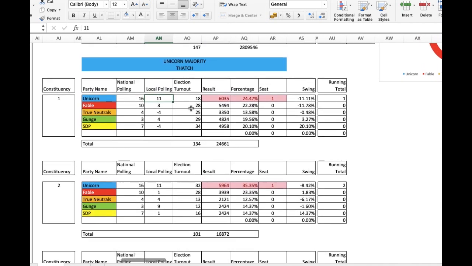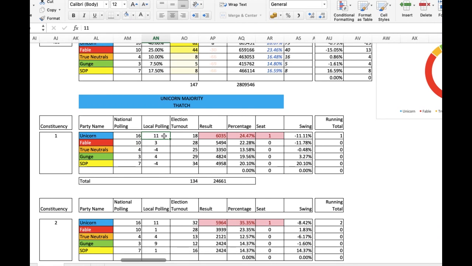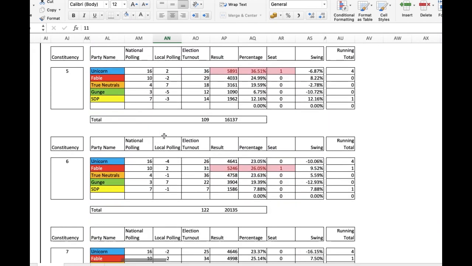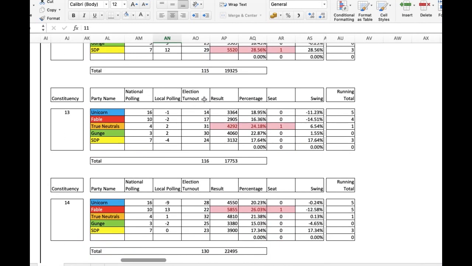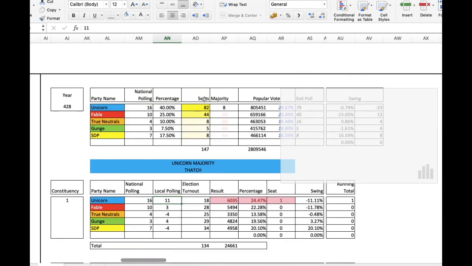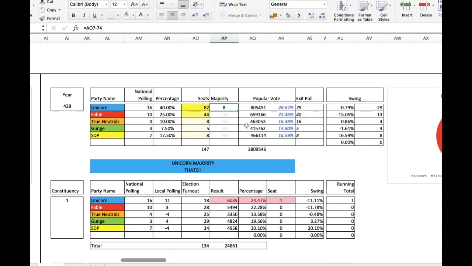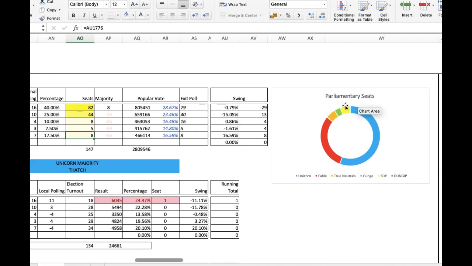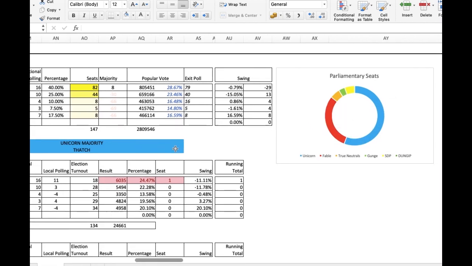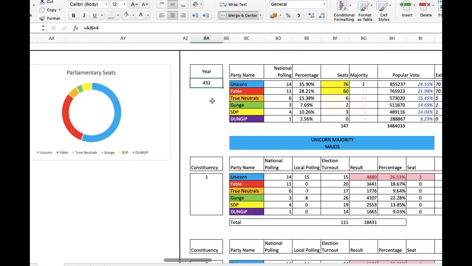But yeah, so far we've got a safe Unicorn seat in number 1, and then again I rolled another couple thousand election rolls, and we ended up with a new result, which had the Unicorn Party just hanging on with a majority of 8, with 82 seats to Fable's 44. True Neutrals on 8, Gunge 5, SDP gaining 8 seats. So the parliamentary makeup there looking, oppositions are fighting back slightly. So let's move on to the next election of the year 432.